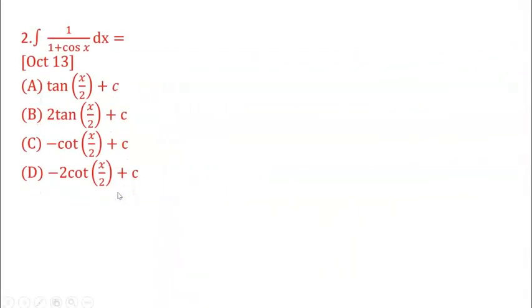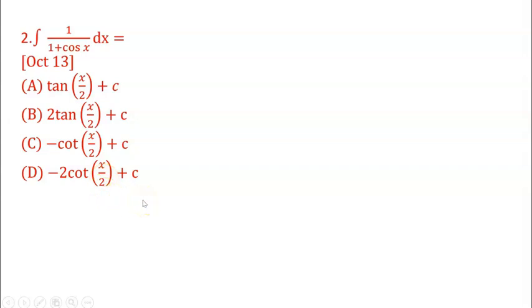Now next example. Integral 1 upon 1 plus cos of x dx. The options are: A, tan of x by 2 plus c. B is 2 times tan of x by 2 plus c. C is minus cot of x by 2 plus c, and D is minus 2 cot of x by 2 plus c.